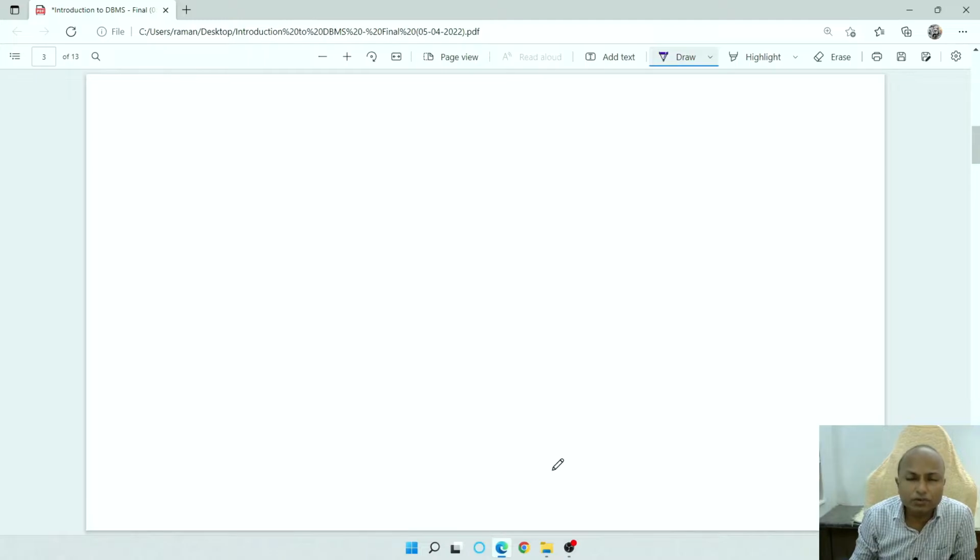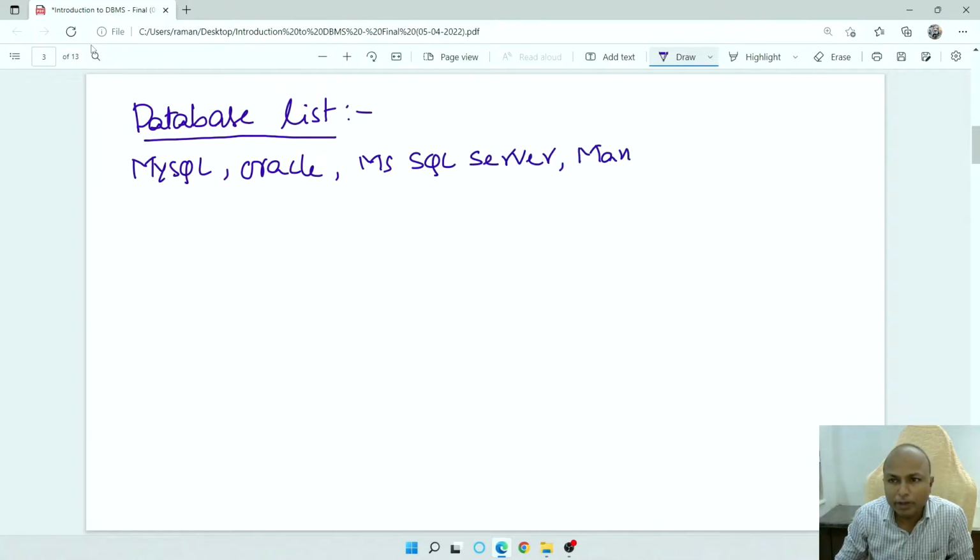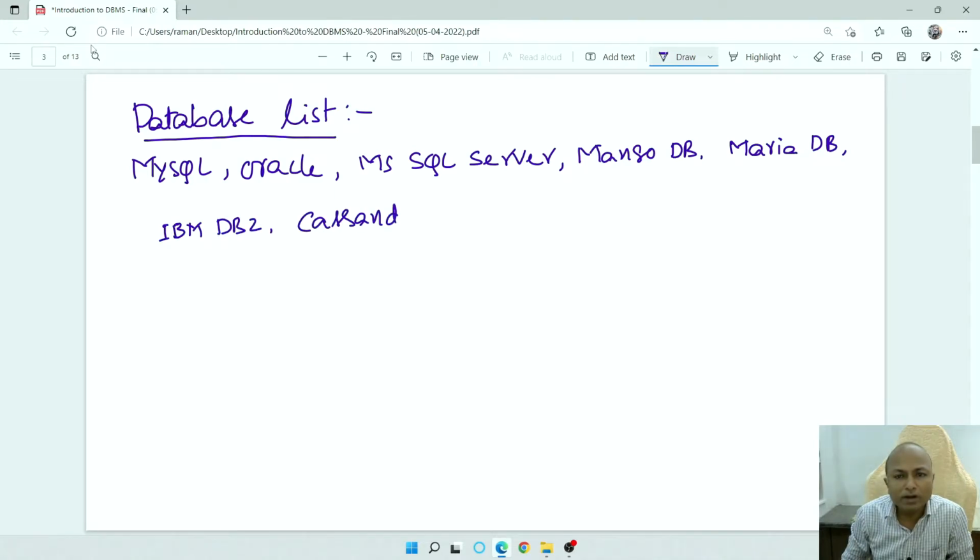Let us list out some of the databases: MySQL, Oracle, Microsoft SQL Server, MongoDB, MariaDB, IBM DB2, Cassandra, NoSQL. These are some of the databases. There are so many databases. Informally, more than 300 databases are there, and we all know that different databases are suitable for different applications.